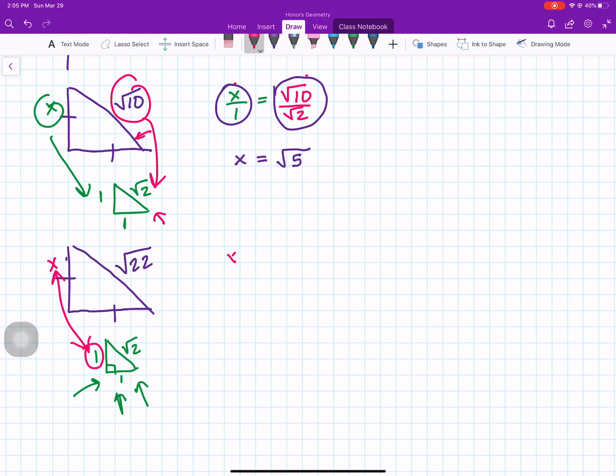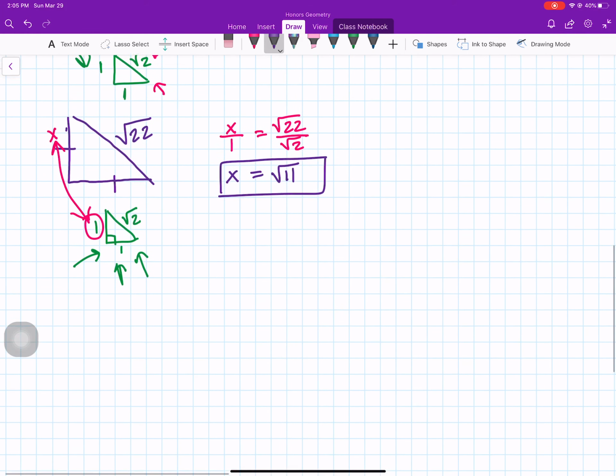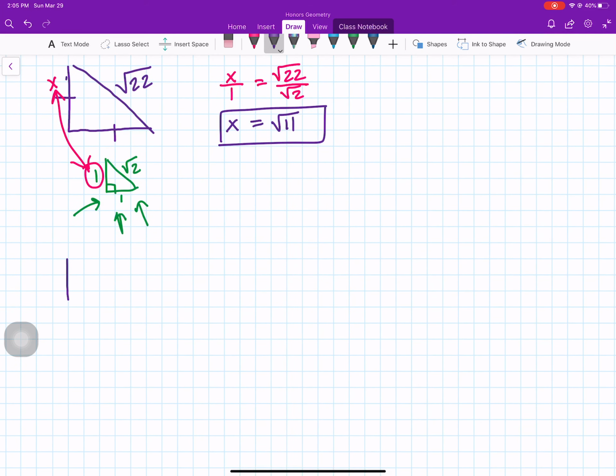So if you set up a proportion, you have x over 1 equals root 22 over root 2. And this one is actually very similar to the previous one, where you have x over 1, so that's x, equals root 22 over root 2, which is root 11. Not too bad, because it was divisible by root 2. But let's do one that's not divisible by 2.